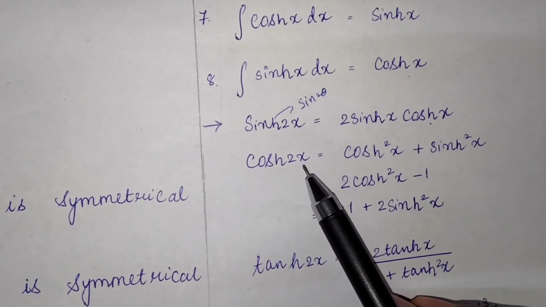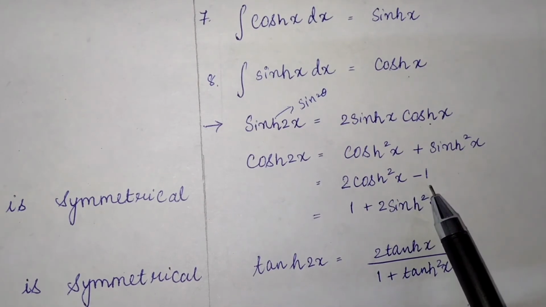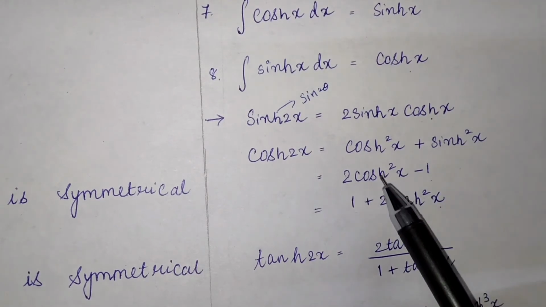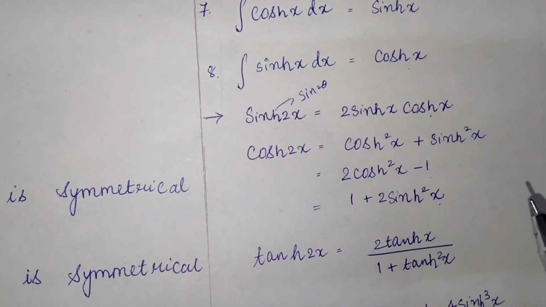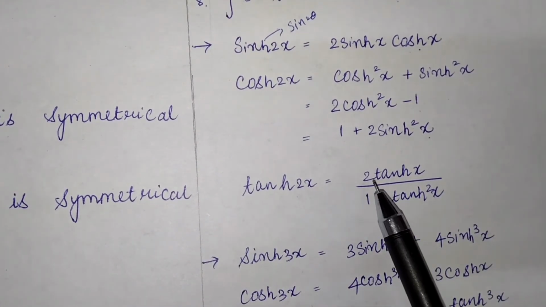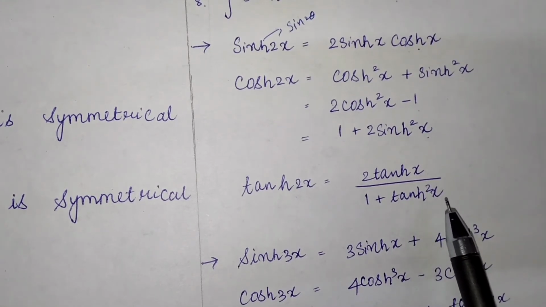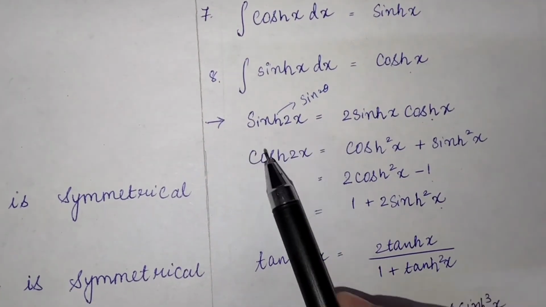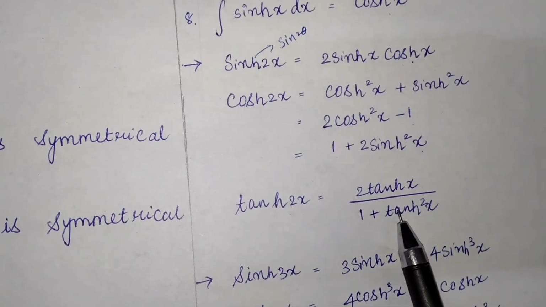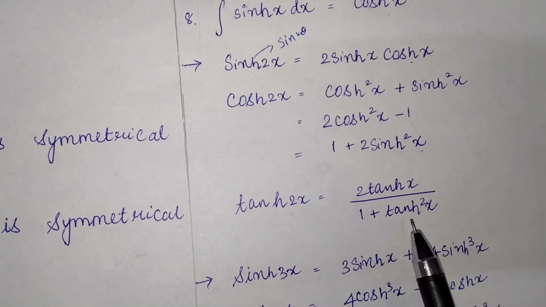Similarly, cos h2x, that is cos 2 theta is 2 cos square theta minus 1, or 1 plus 2 sin square theta, that is 1 plus 2 sin h square x, or 2 cos h square x minus 1. Similarly, you will get tan h2x. Tan h2x is equal to 2 tan hx upon 1 plus tan h square x. That is, you have to take the ratio of sin h2x and cos h2x, then you will get this term. But you can directly remember that the value of tan h2x is equal to 2 tan hx upon 1 plus tan h square x.